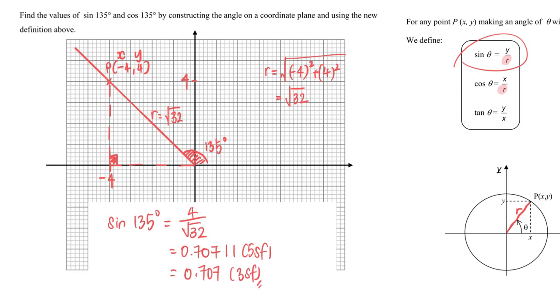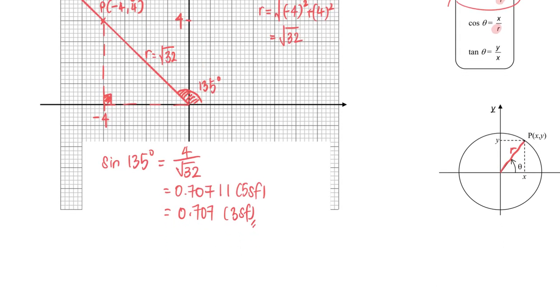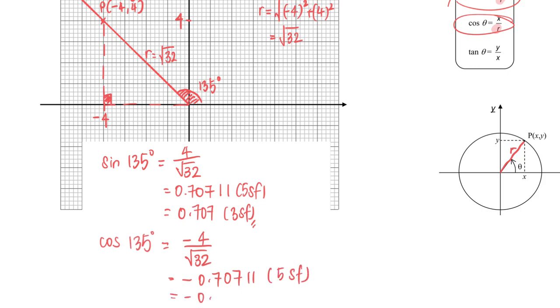As for cosine, then it will be x over r. X will be negative 4 over r, square root 32, and this will give me a value of negative 0.70711, 5 significant figures, followed by the final answer, negative 0.707, 3 significant figures.